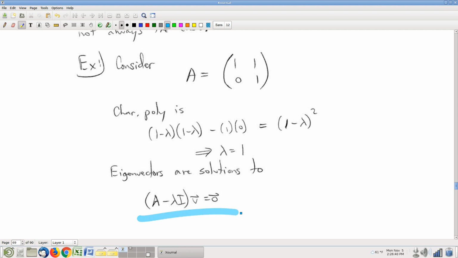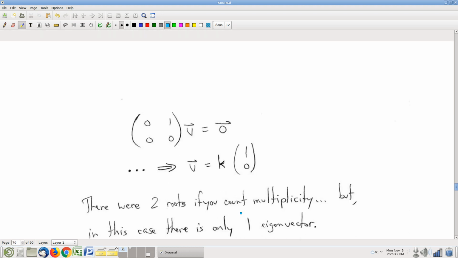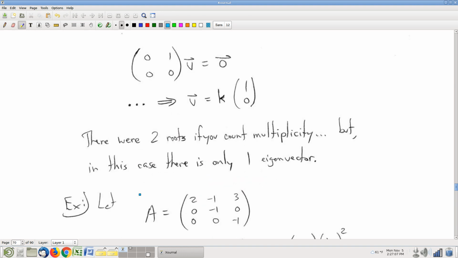Write down your null space equation. Go through, play the game. You get one eigenvector. And I emphasize, it's not that I've only found one and there are other eigenvectors that we'll find by other means. Nope. This is it. That's the only eigenvector. So that pattern, again, sadly, just doesn't hold. So be aware of that.